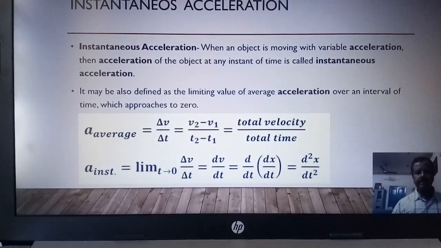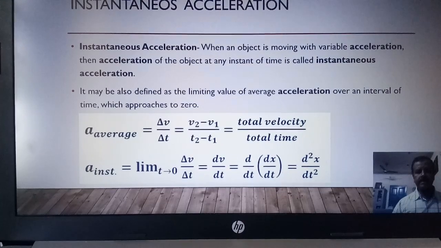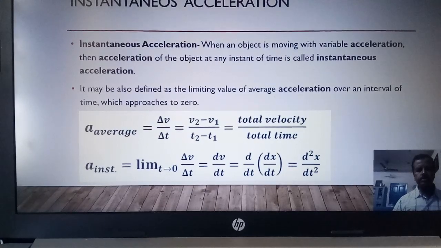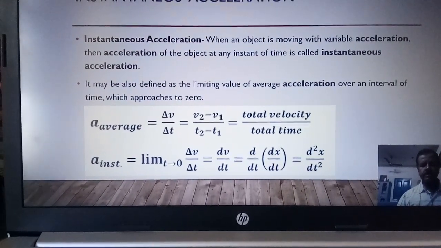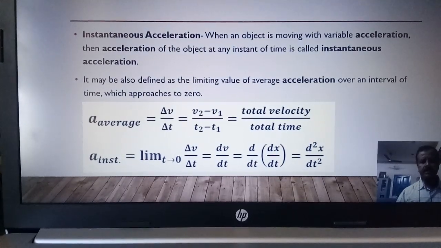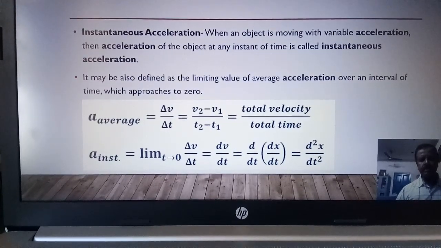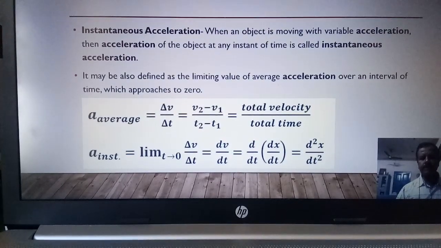So again I can define once again, instantaneous acceleration is defined as the limiting value of average acceleration as the time interval tends to 0, which is given by a instantaneous equals the limiting value of average acceleration delta v by delta t as the time interval delta t tends to 0. Look here, delta v by delta t gives us average acceleration. So the limiting value of average acceleration as delta t tends to 0 gives us dv by dt, the derivative of velocity with respect to time t.